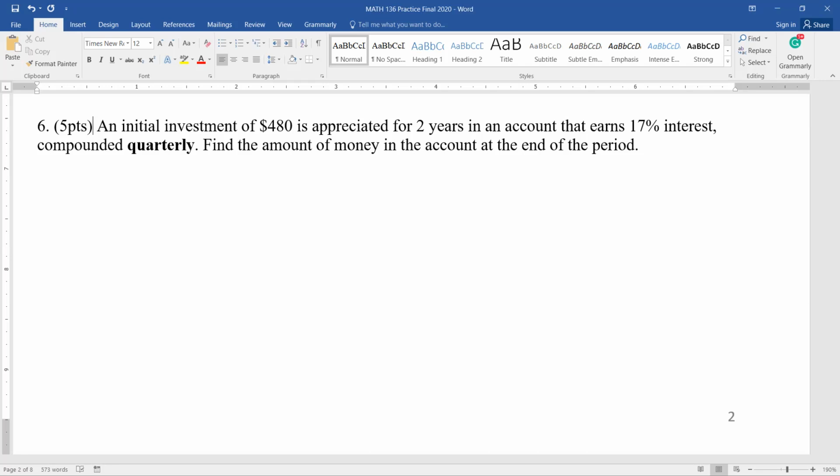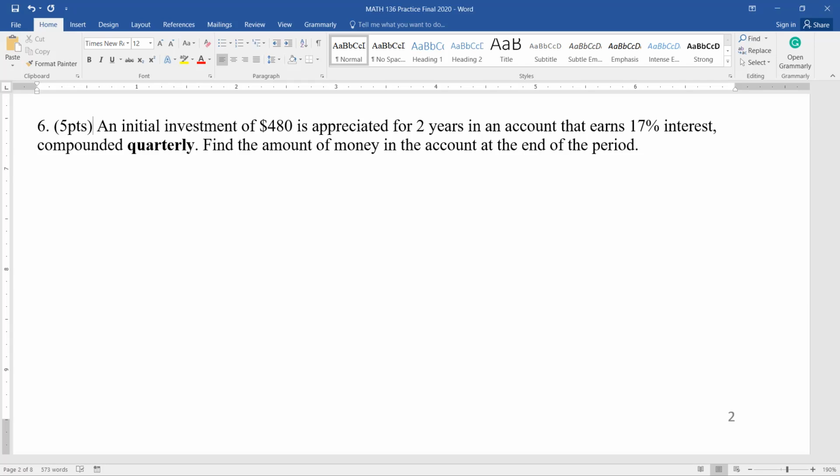So first thing, let's discuss A equals the amount in the account at the end of the period. That's actually what we're trying to find, so we're going to leave that the same. P represents the principal. That's your initial investment. In this case, it's $480.